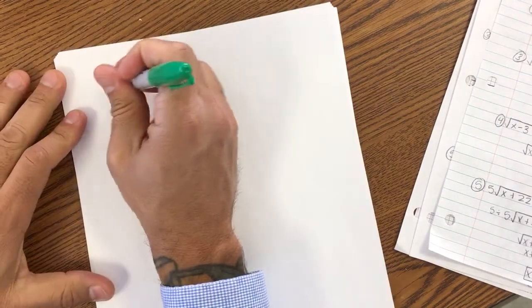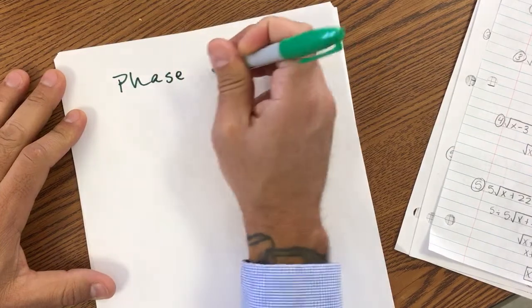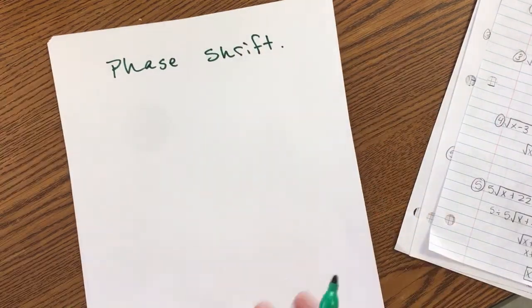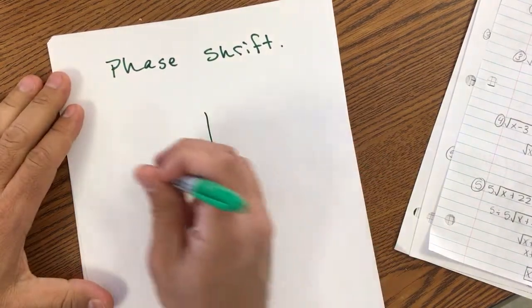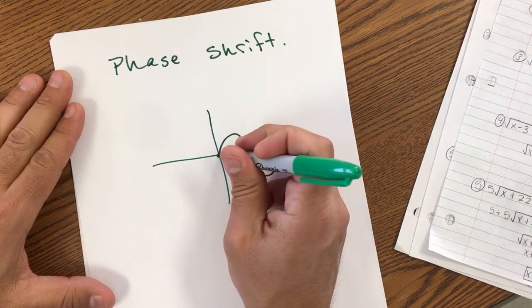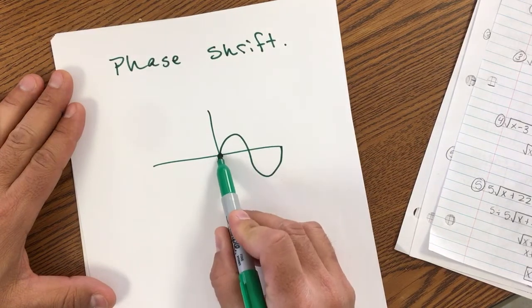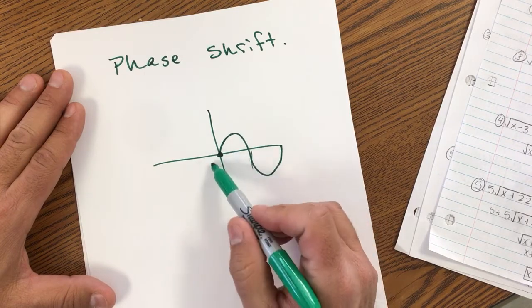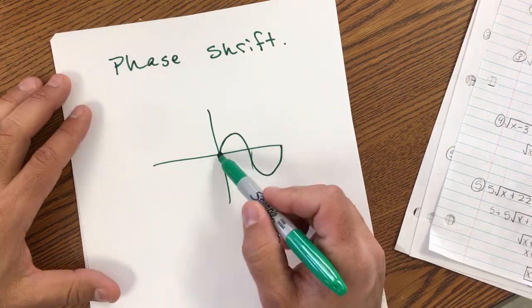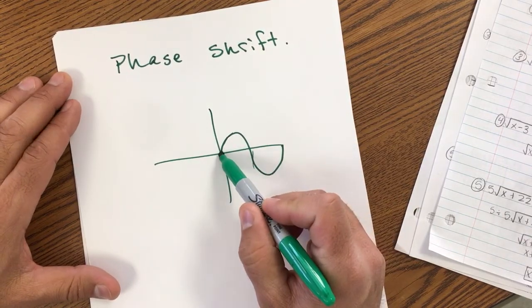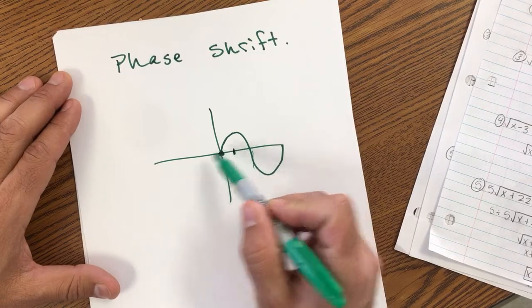All right, I'm gonna show you guys phase shifts. So with phase shifts, what we're doing is we're moving either to the right or to the left. And really what we're talking about is on the graph, if it's a sine graph, the phase is essentially your starting point, the start of your whole period. So what we're gonna do is move that over to the right or to the left.